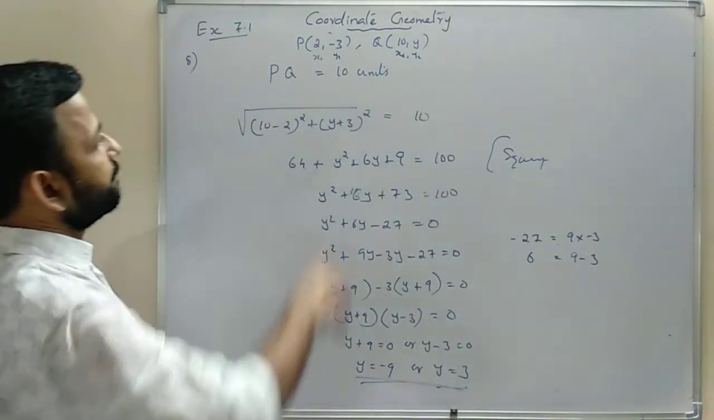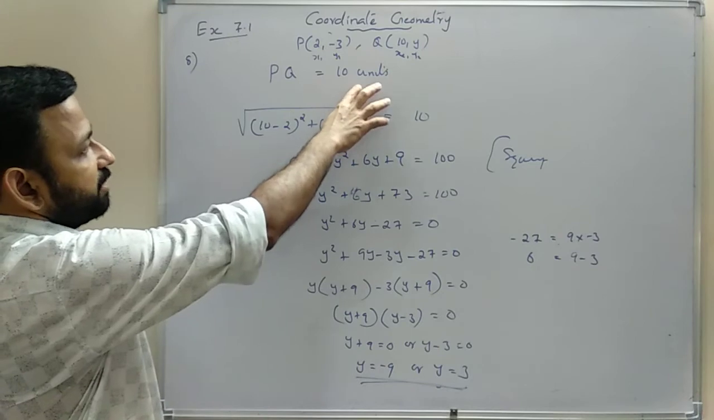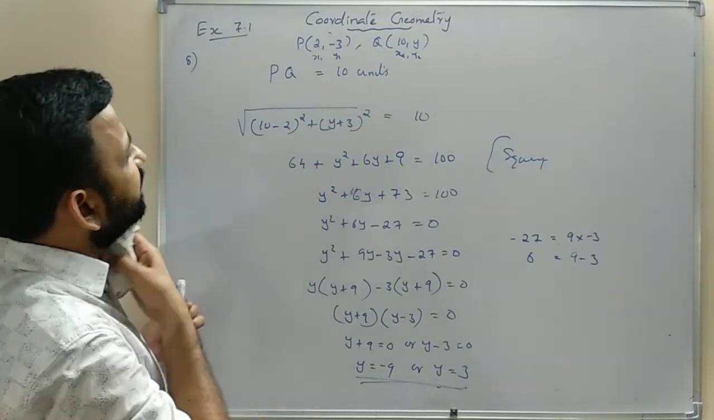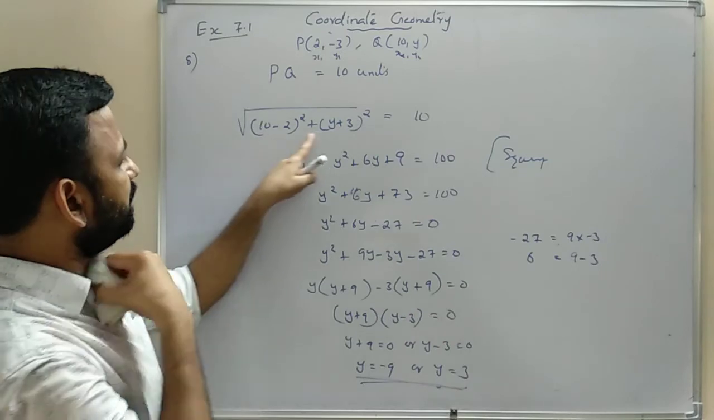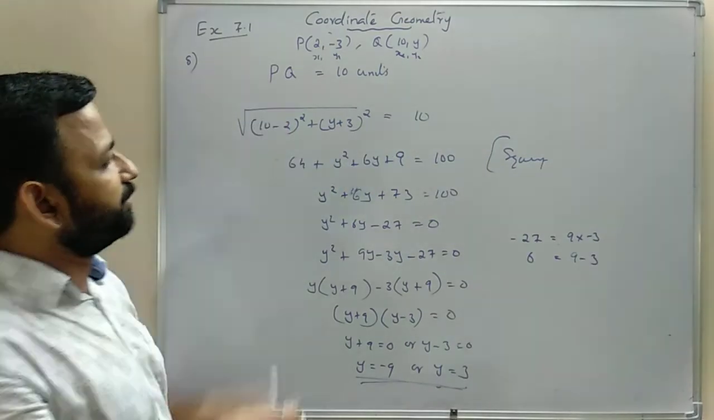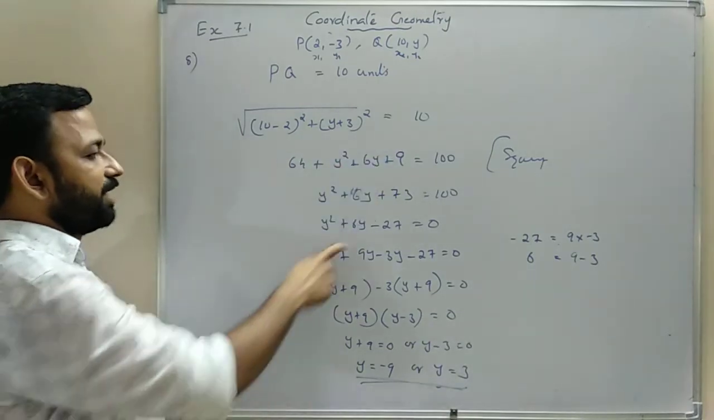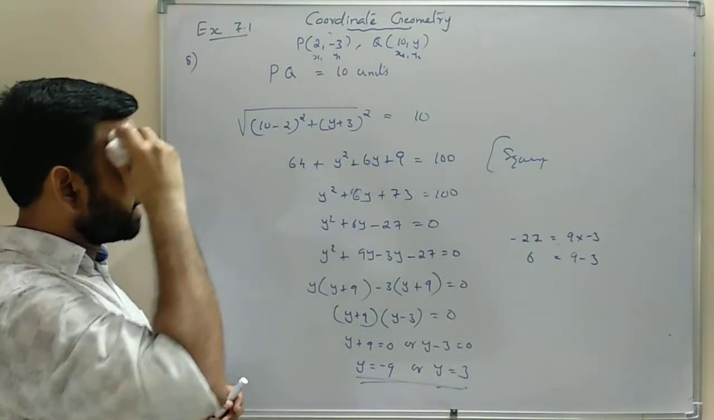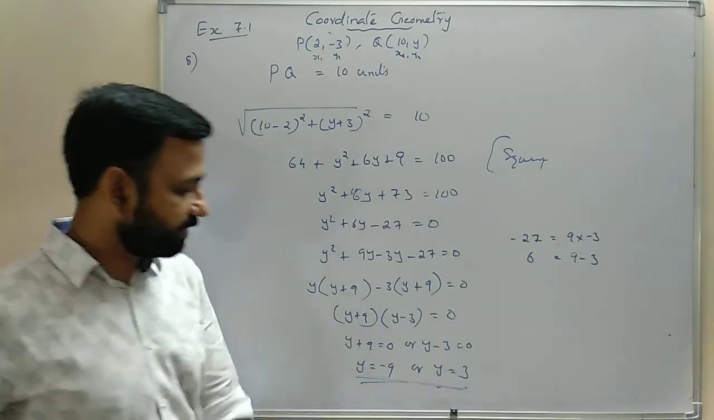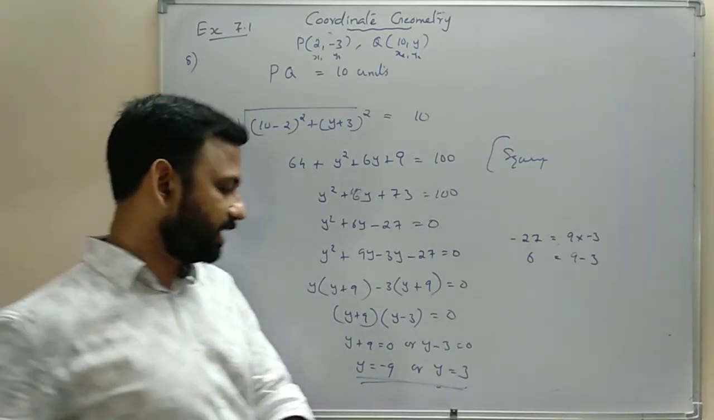So here PQ is given. PQ is equal to 10 units. That is the distance between P and Q. And here by using the distance formula, we can find the distance PQ is equal to 10 units. Then squaring both the sides, we got a quadratic equation. Then by splitting the middle term, we can find the values of y. And here we got two values, minus 9 and plus 3.